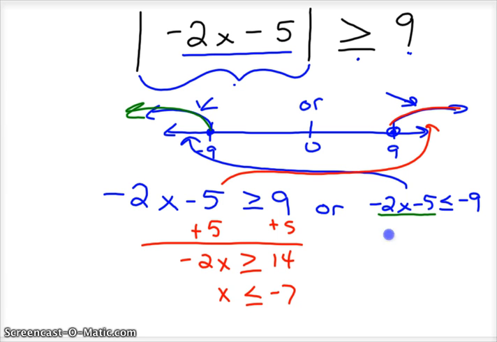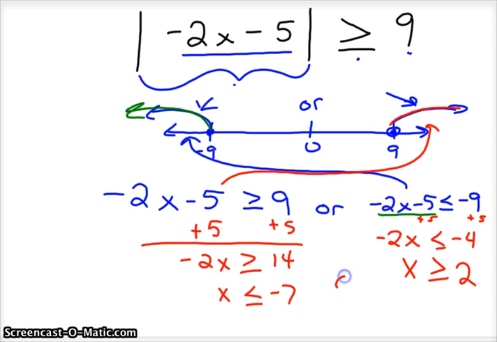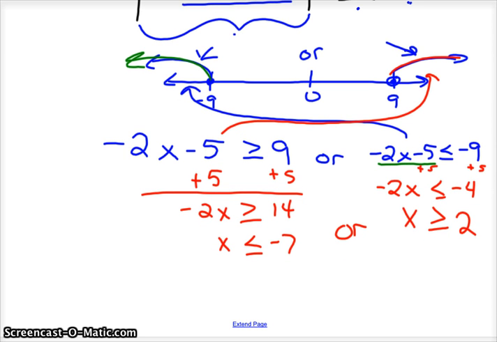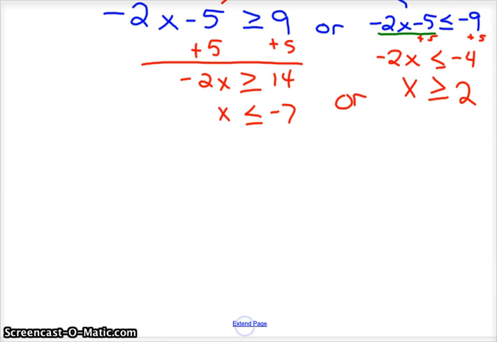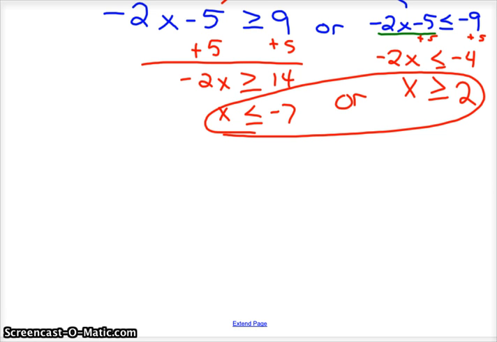On the right side, same thing. Negative 2x, you'd add 5 to both sides. And so negative 2x is less than or equal to negative 4. Again, divide by negative 2. When you divide by the negative 2, it flips your inequality. X is greater than or equal to 2, and there's an OR between them. The beauty with OR is we can leave that conjunction alone, and it's going to stay OR. And so that is your final answer algebraically.